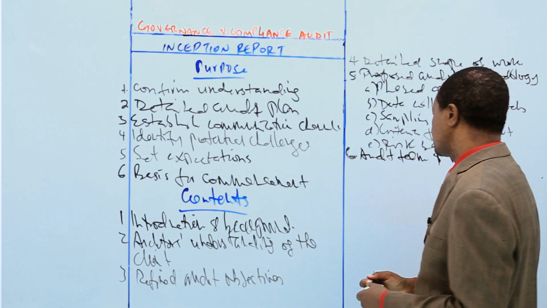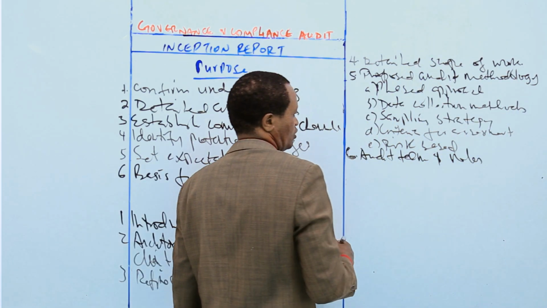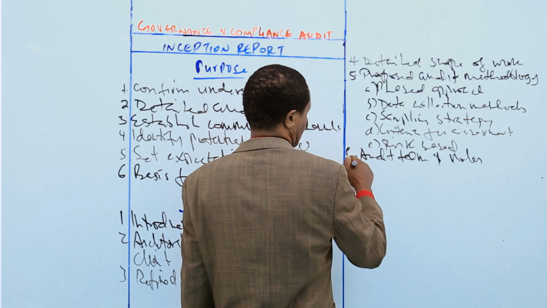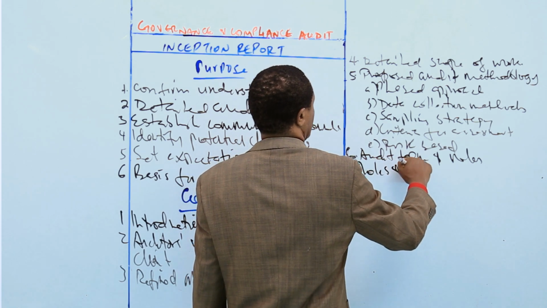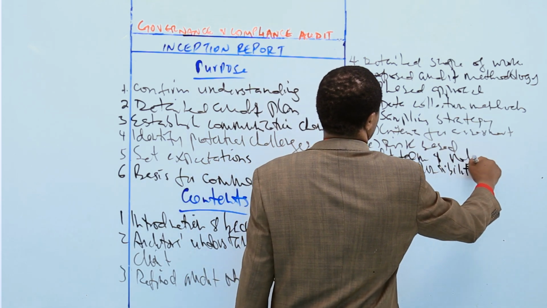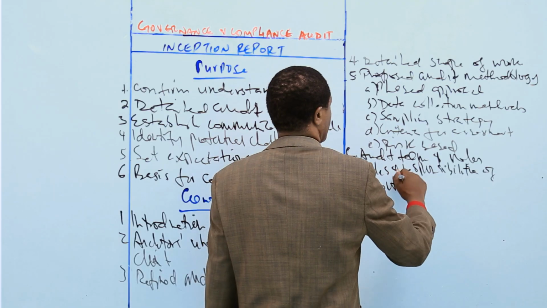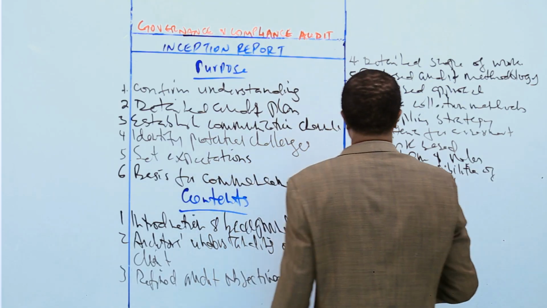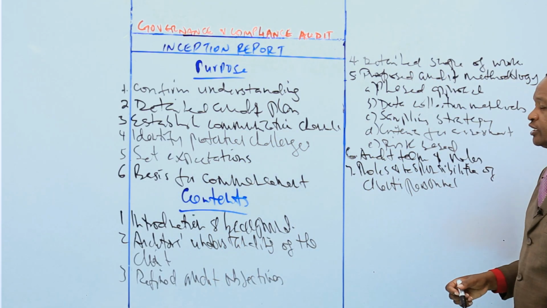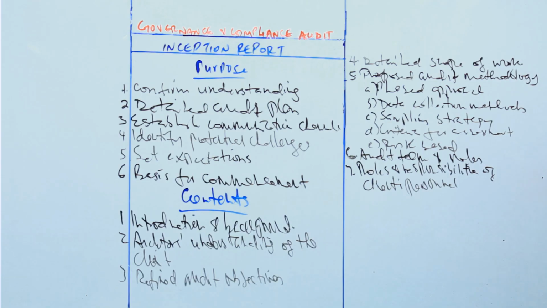Then we also have roles and responsibilities of the client's personnel. That is also part of an Inception report. The report clearly outlines the responsibilities of the client's management and staff in facilitating the audit, and this includes providing timely access to requested documents and information.